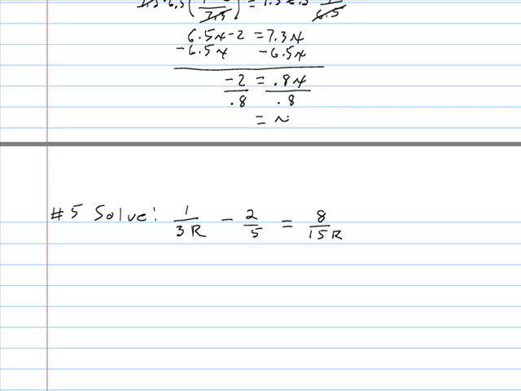And I get x is equal to negative 2 over positive 0.8. There's a couple of ways to finish here, but you have access to a calculator. So I would just go ahead and do that on a calculator. Negative 2 divided by positive 0.8. And what you get is negative 2.5.